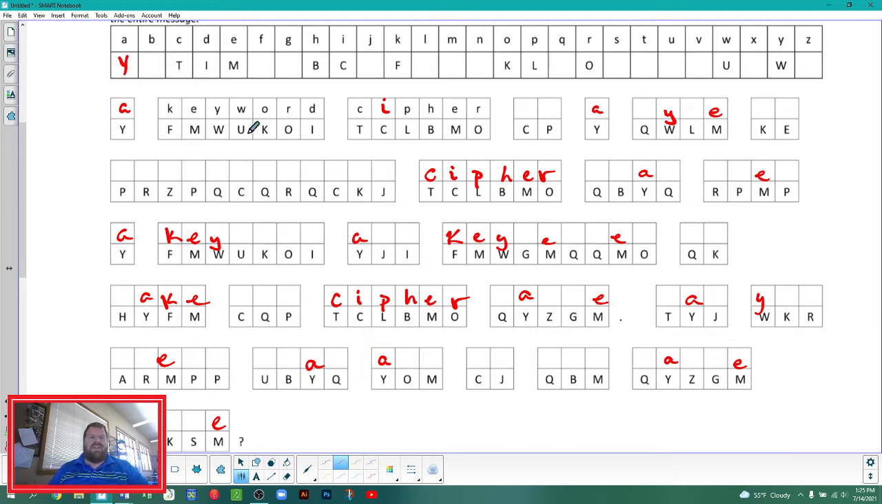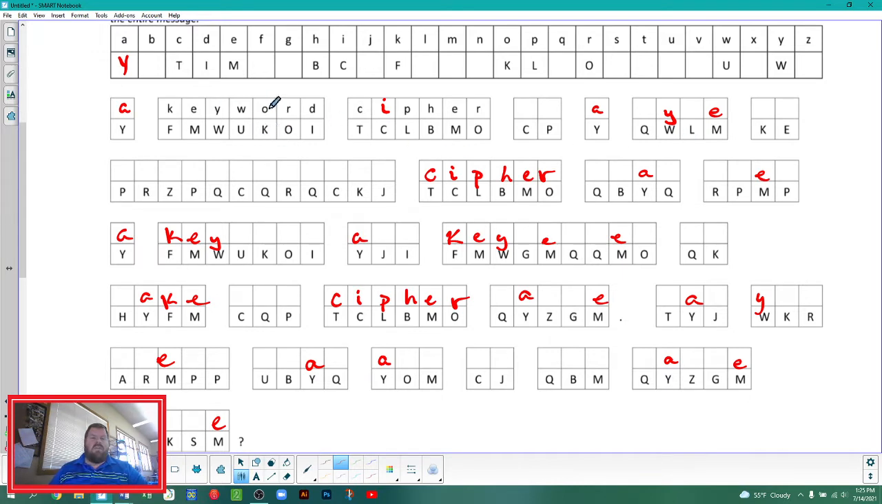Anywhere I see a U, I'm going to put a W. Anywhere I see a U, I don't see any U's. Maybe I'm crazy, but I don't see any U's. That's okay. All right, just kind of triple checking everything.